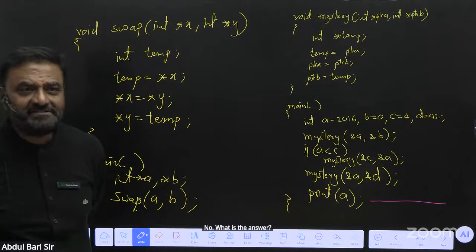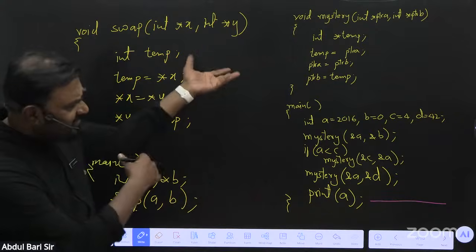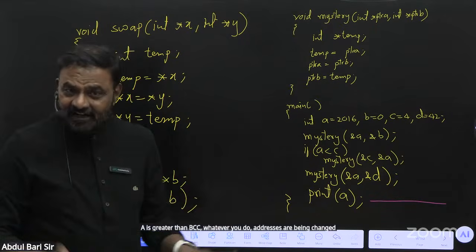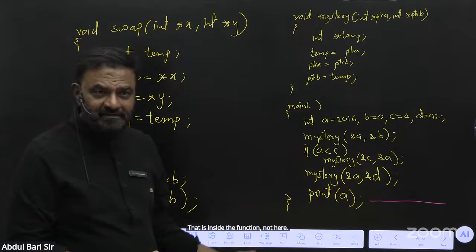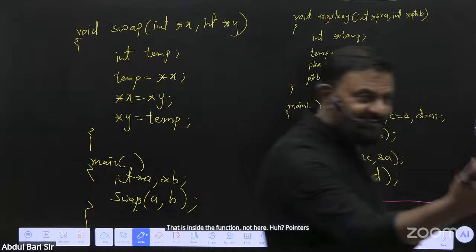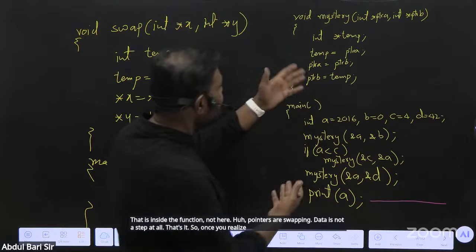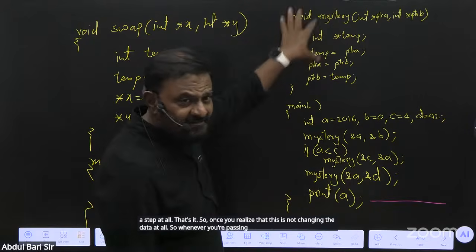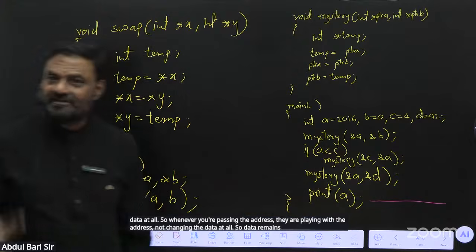Yes, 2016. Whatever you do, addresses are being changed, but that is inside the function, not here. Pointers are swapping. Data is not disturbed at all. So once you realize this is not changing the data at all, whenever you are passing the address, they are playing with the address, not changing the data. So data remains the same. So the answer is 2016.